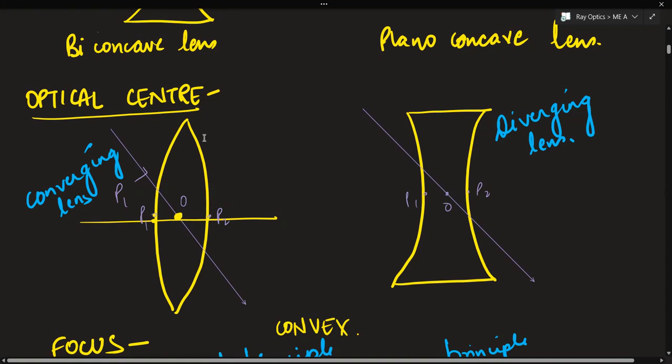Everything will be double. See, for this part, you will get the focus here. And for this part, you will get the focus here. Understood? So you will be having two foci, that we'll see.